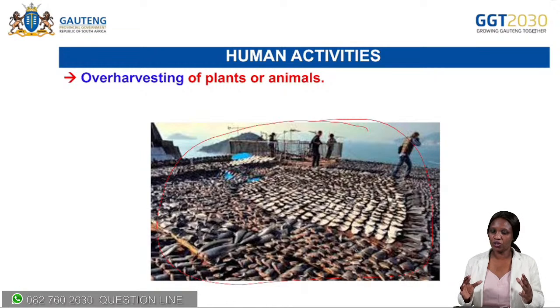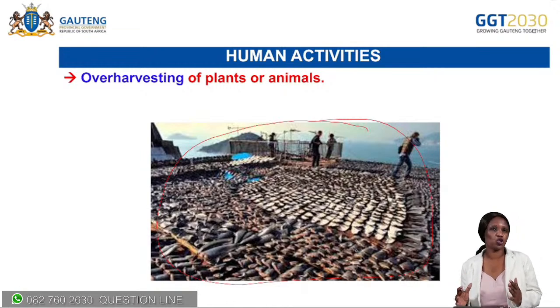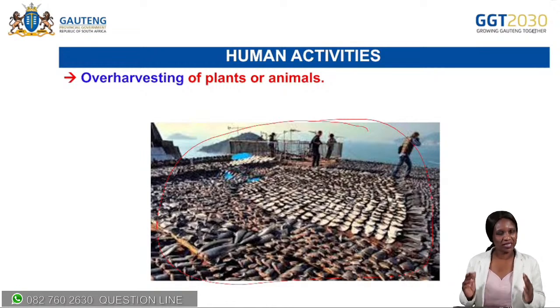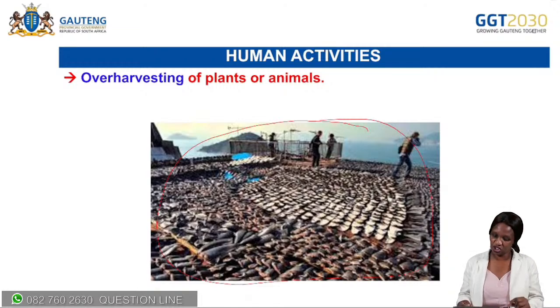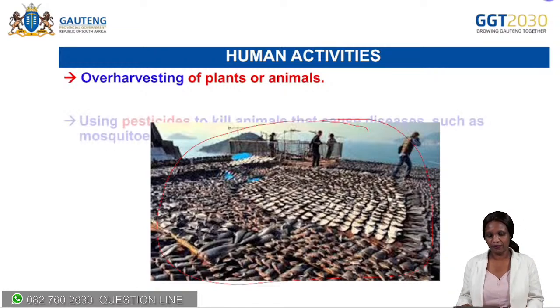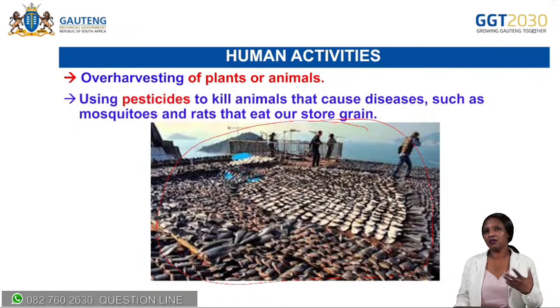Therefore, we should make sure that we control, we manage, we preserve and conserve our ecosystem. We manage our ecosystems and preserve our natural resources. Okay. And then using pesticides kill animals that cause diseases such as mosquitoes and rats and eat our store grain.